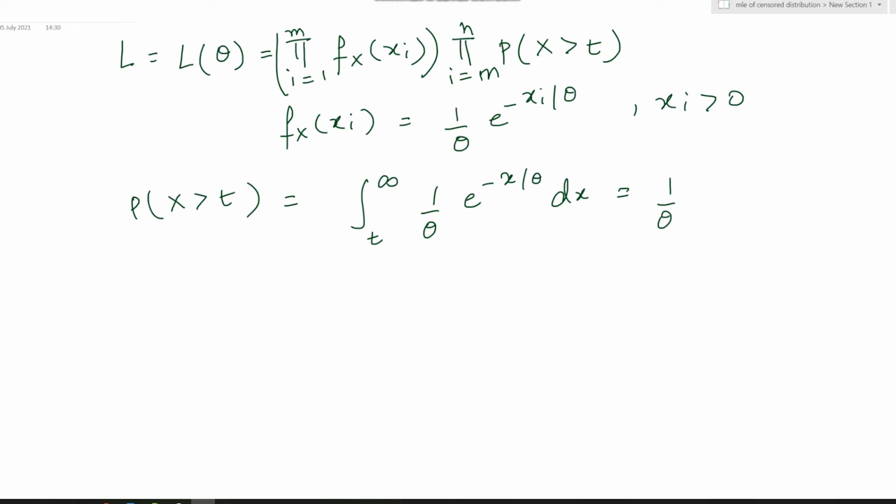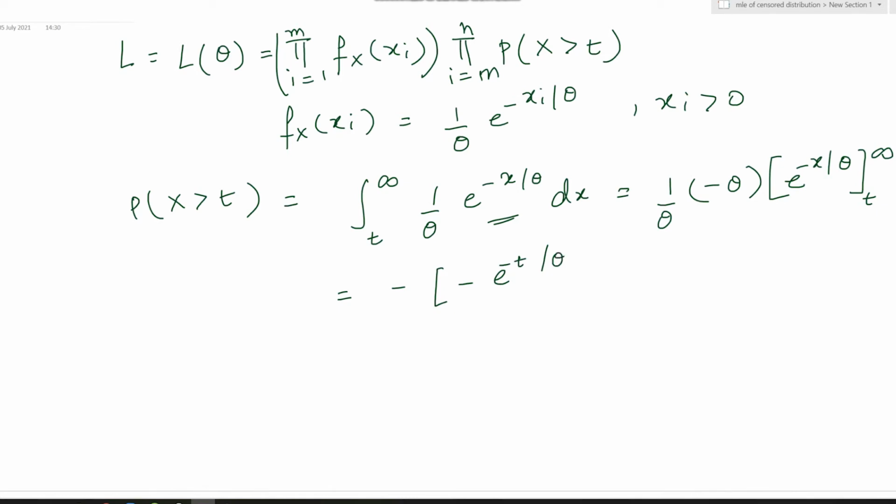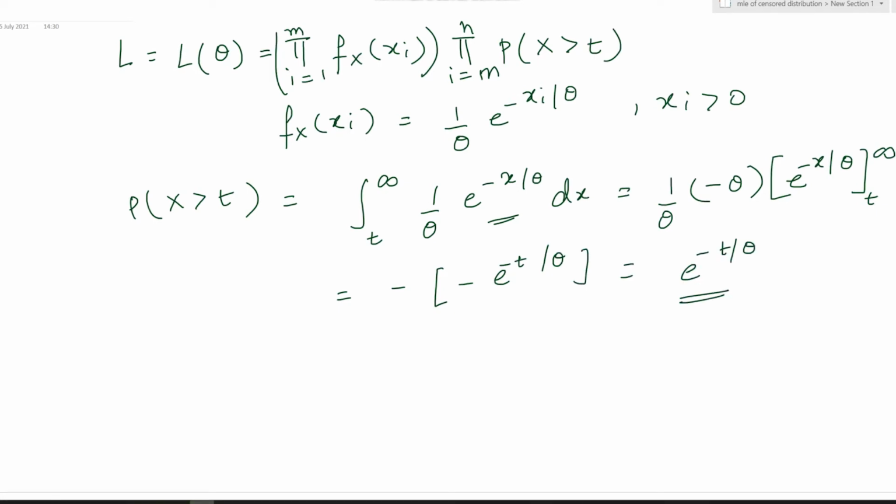Integrating e to the power minus x by theta gives us minus theta into e to the power minus x by theta, and we have our range as t till infinity. So we get the answer as minus of e to the power minus infinity, which is 0. So we have minus of e to the power minus t by theta. So this is equal to e to the power minus t by theta, the probability x greater than t.